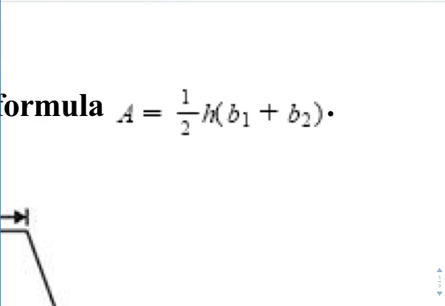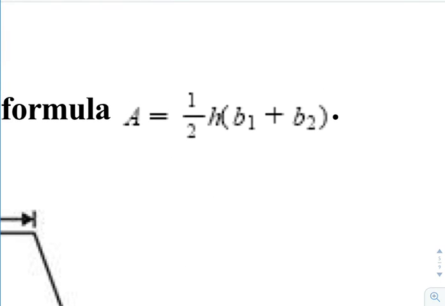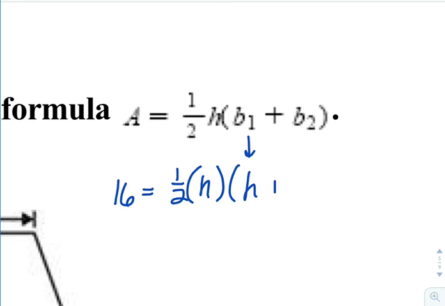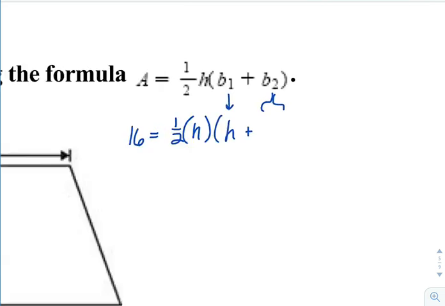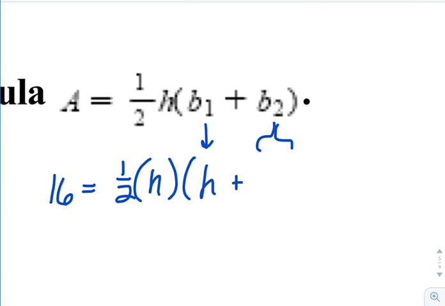Okay, so let's just plug in what they give us. Area was, it said 16. 1/2, okay. H, so height's already in there. Said base 1 is equal to the height, so another H goes there. Plus, and base 2 is equal to height plus 12. No big deal. You just throw it in there.